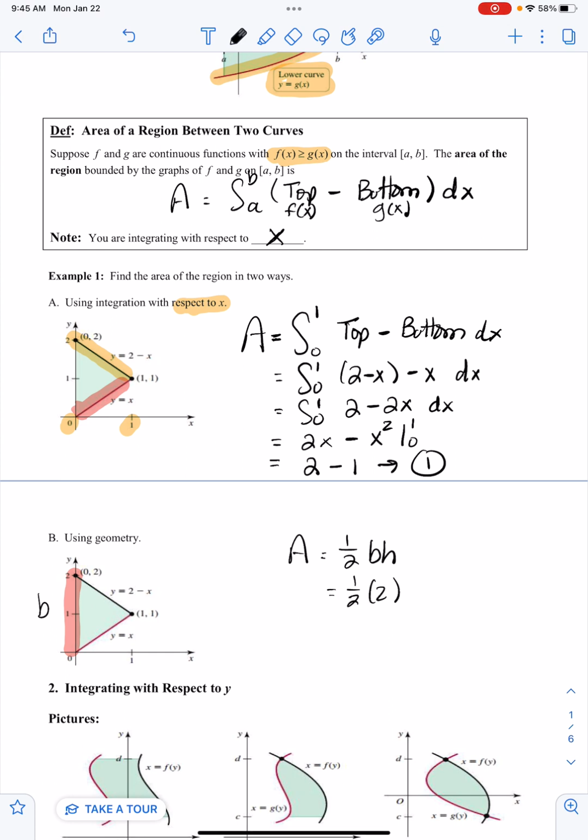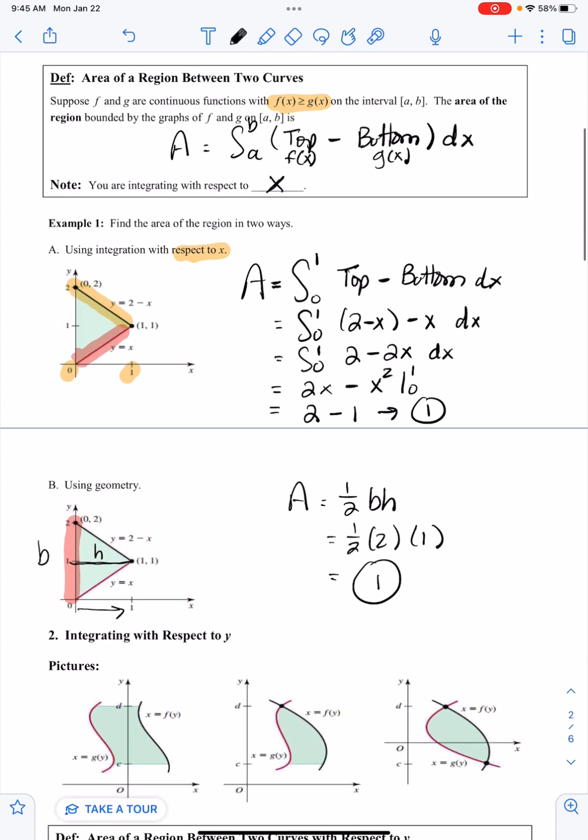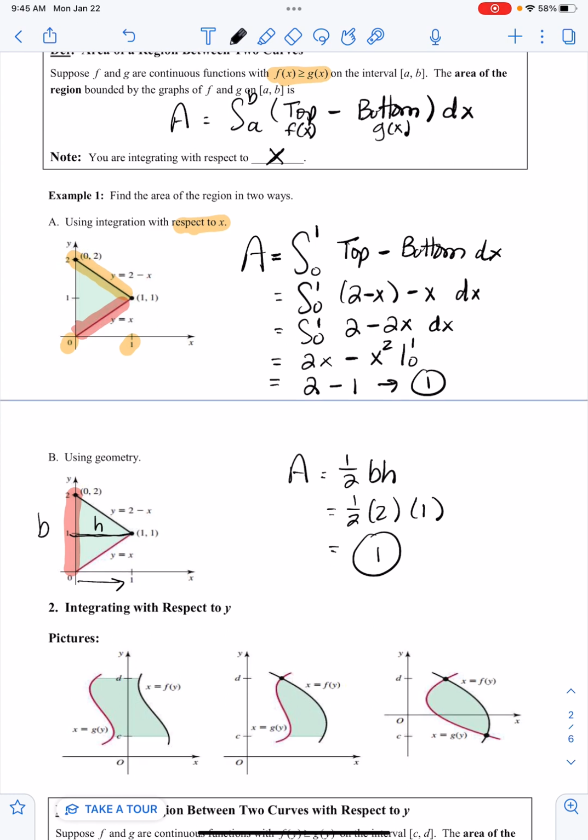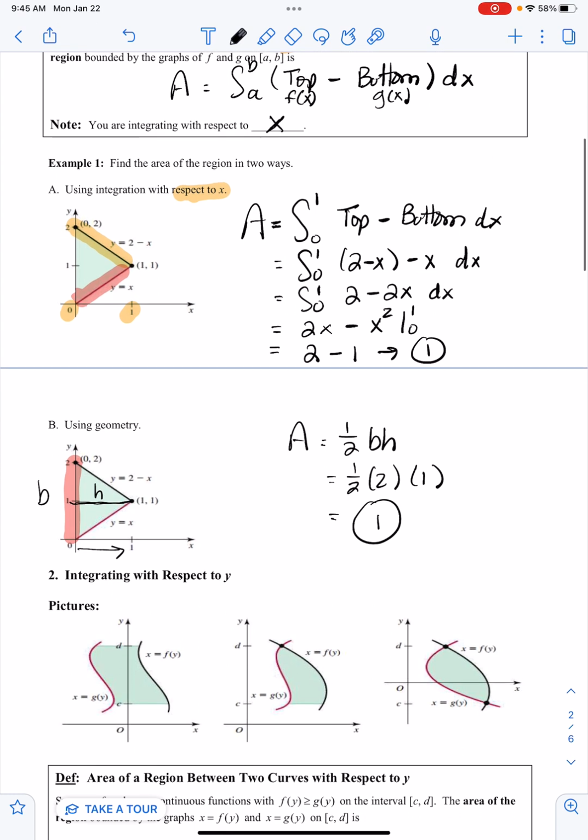And then our height is right here. Okay, and we can see the height that's given to us. We can look at the x-axis, so our height is 1 for this. So we can get that matching answer of 1 that we got using calculus. Okay, so sometimes you can use nice geometric checks like that.